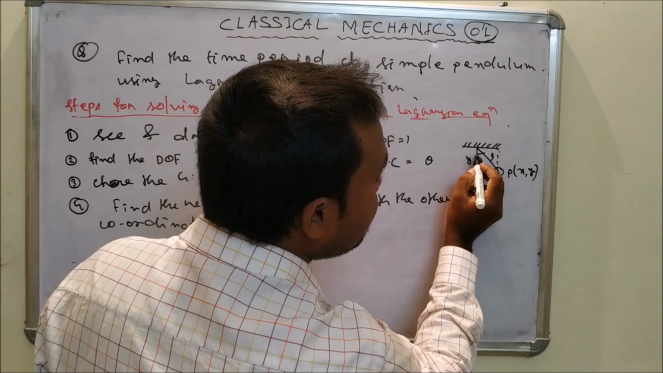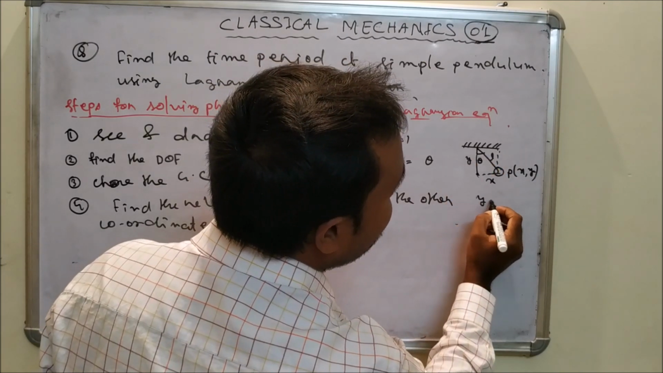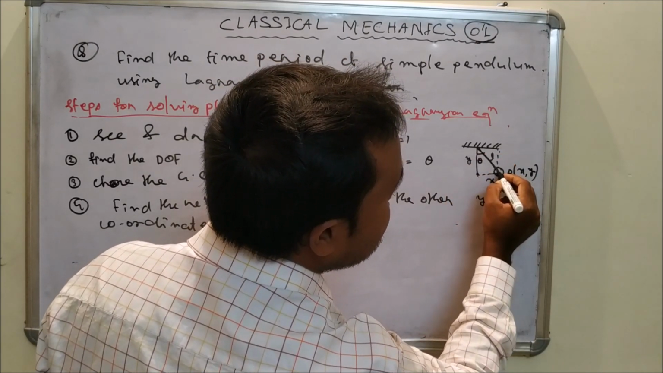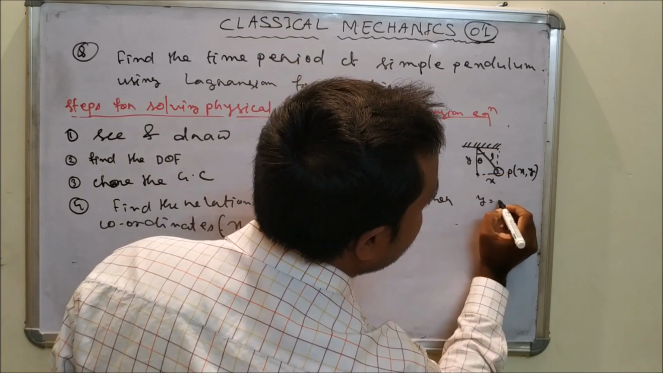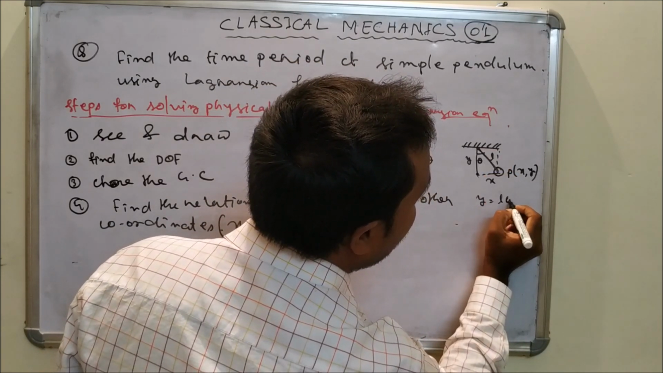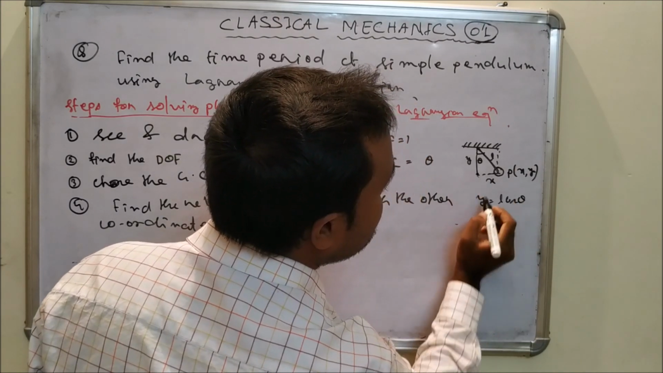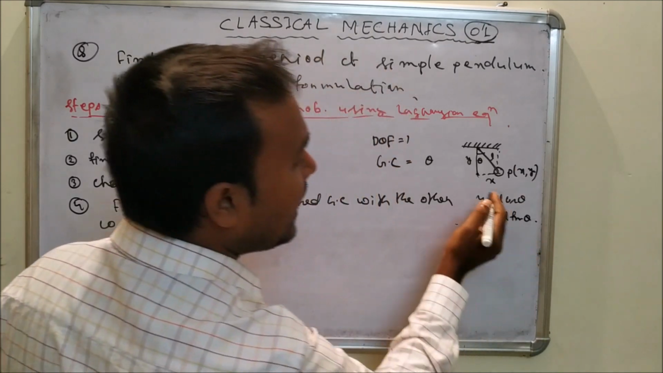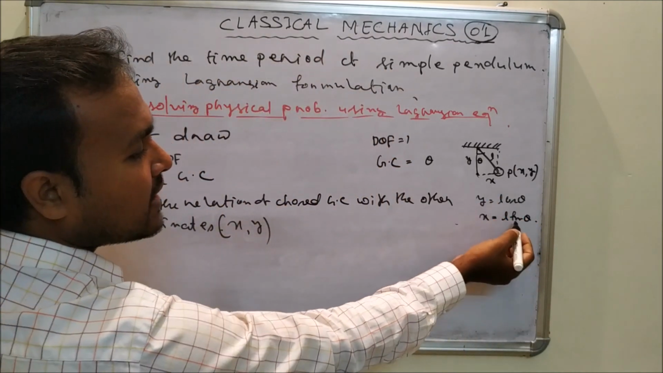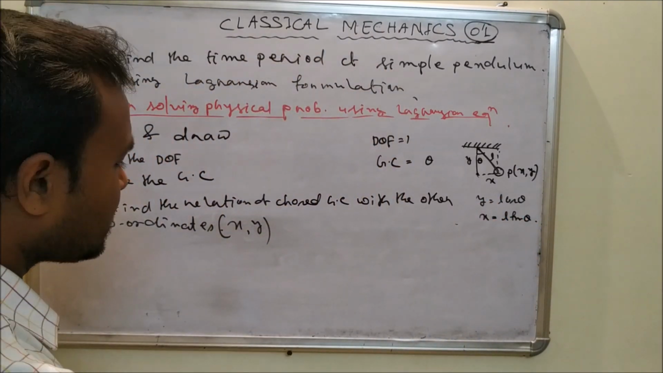So what will be y? This is L. If I use trigonometry, y will be L cos theta, and x will be x equal to L sin theta. So you have got the relation of theta with x and theta with y, right?